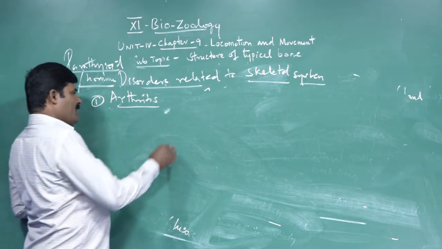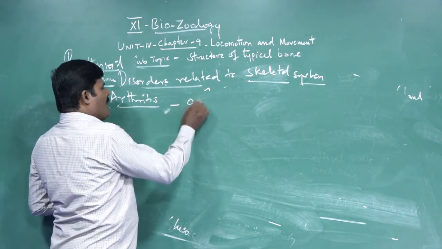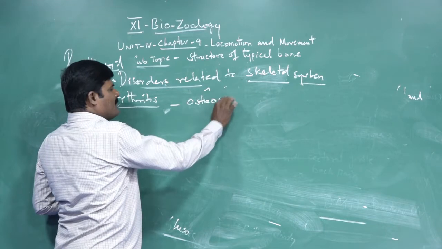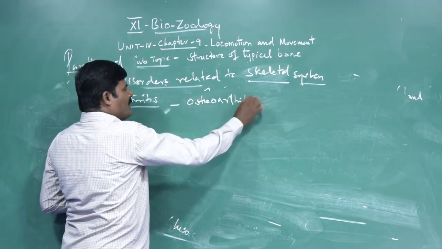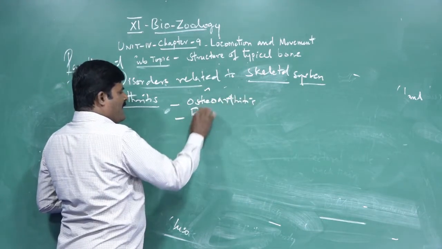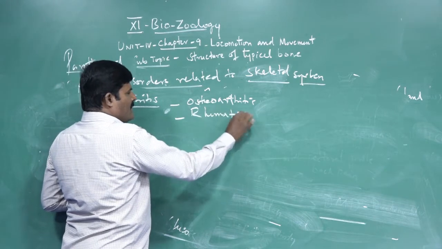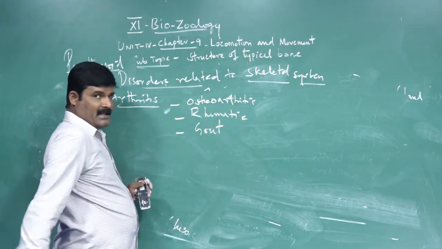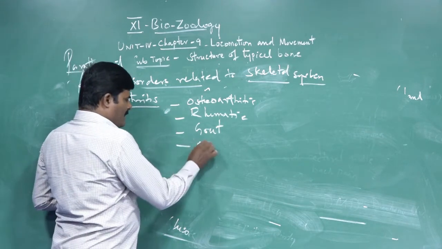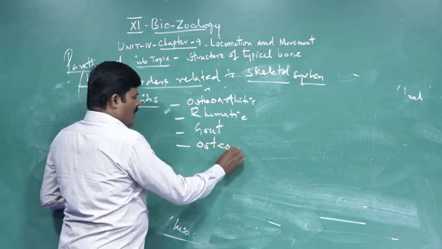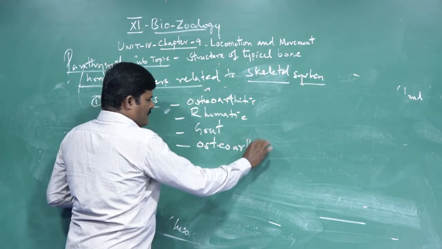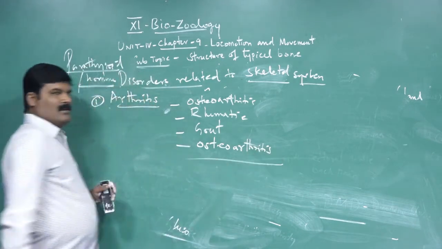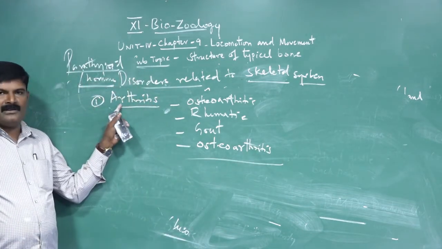What are the types of arthritis? Mainly these: osteoarthritis, the second one is rheumatic arthritis, the third one is called gouty arthritis, and the fourth one is osteoarthritis. So, this is an important word in medical terms.